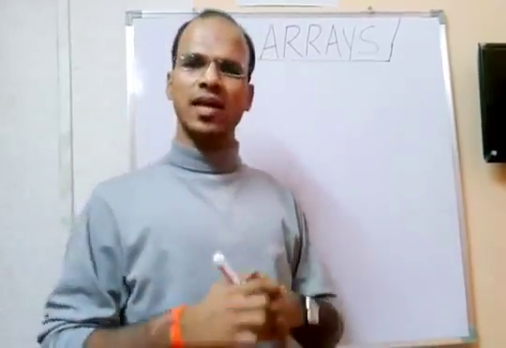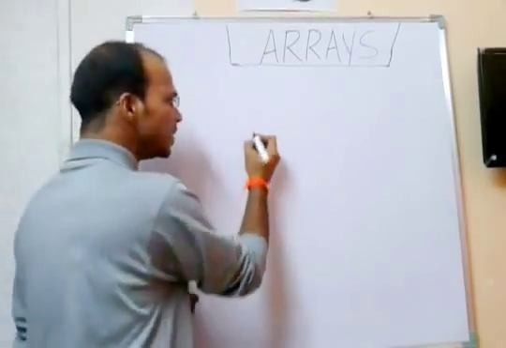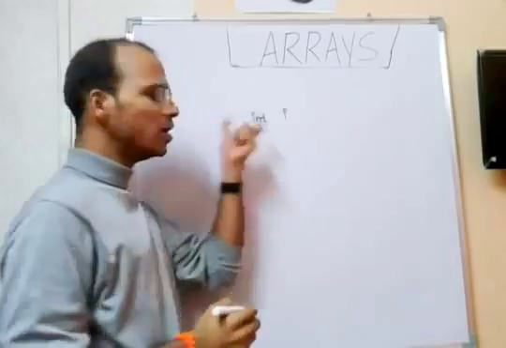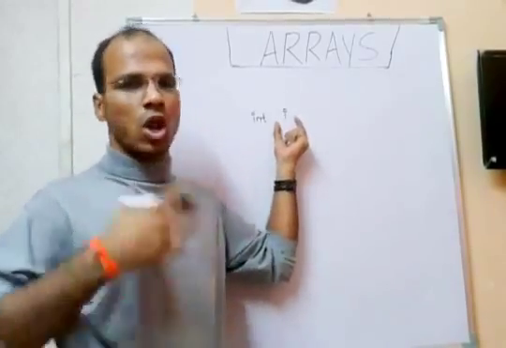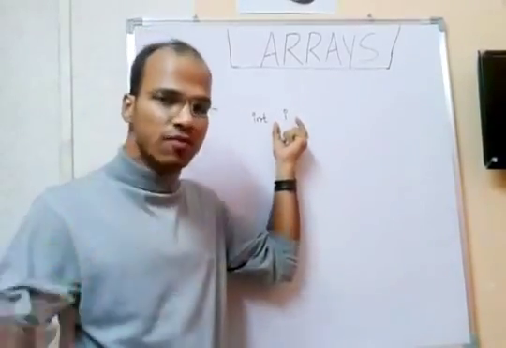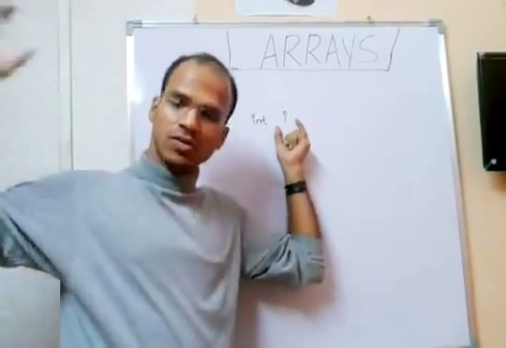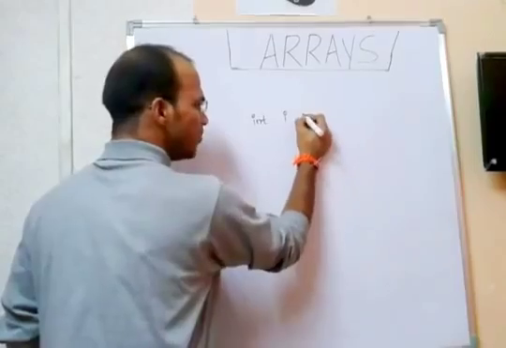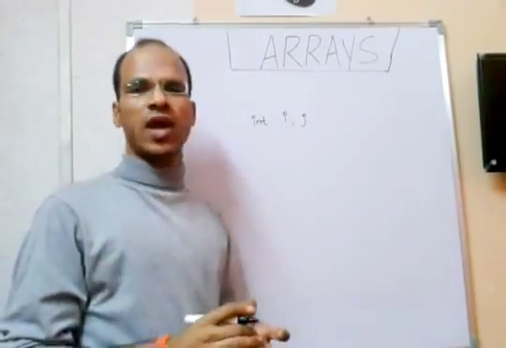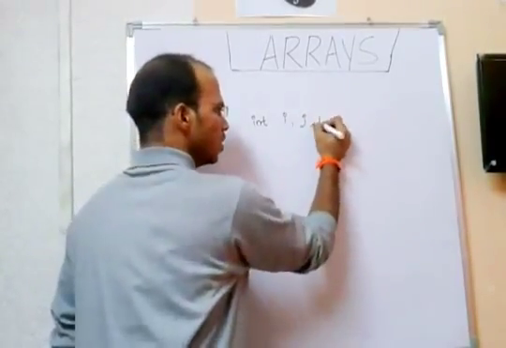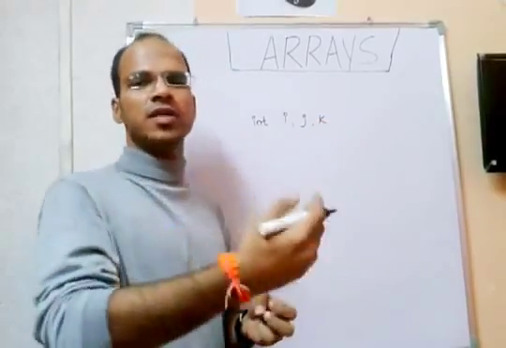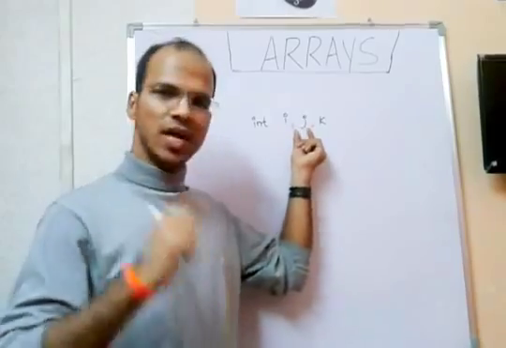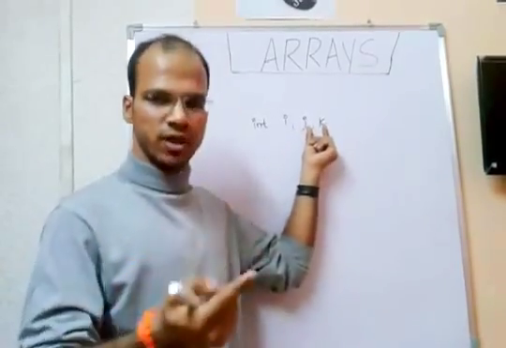See, before starting with array, let's go for this example. Let's suppose you take a variable int I. Normally this int I variable can store lots of values. It can store integer values from minus some number to plus some number. Now if you take a second variable j, it will again take some values. If you take k, it will again take some value. Now I is a different variable, j is a different variable, k is a different variable.